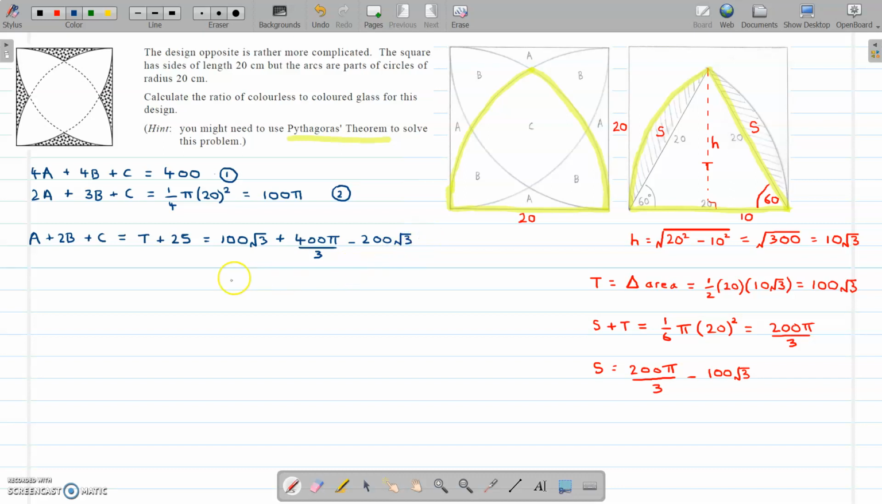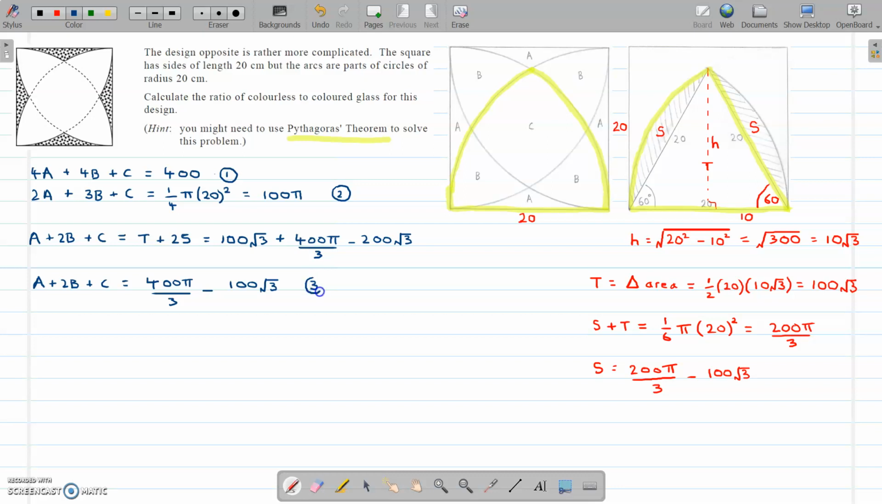And if I simplify that further, I get that A plus 2B plus C is equal to, now I've got 100 root 3 take away 200 root 3, which is the same as minus 100 root 3 plus 400 pi over 3. So I'll write it as 400 pi over 3 minus 100 root 3. And that is my expression for A plus 2B plus C, which I'm going to call equation 3.